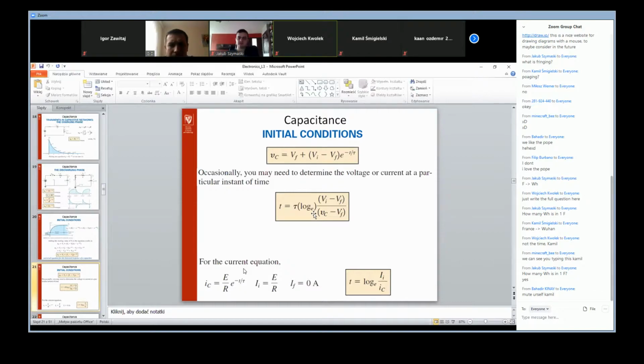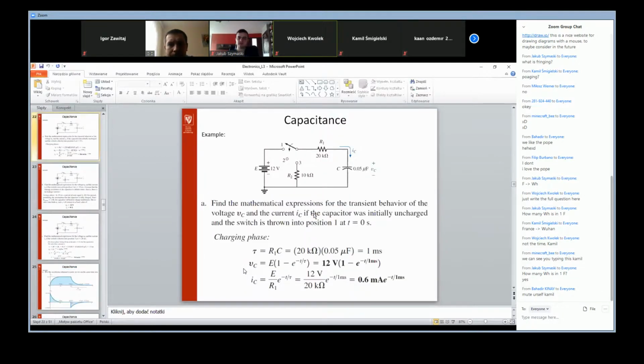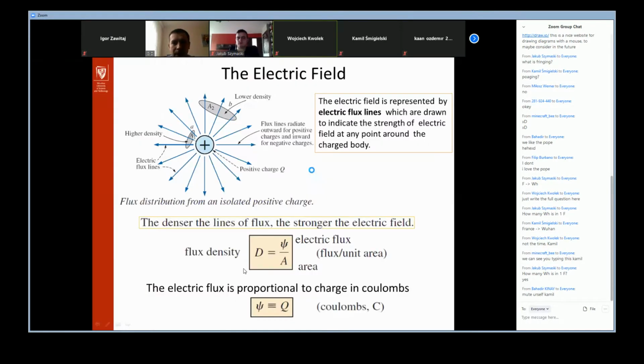What else? Let's consider an example with the charging and discharging process, and how we can calculate it. So please take a look at this picture. Okay, I forgot about something. Yeah, that will be better.